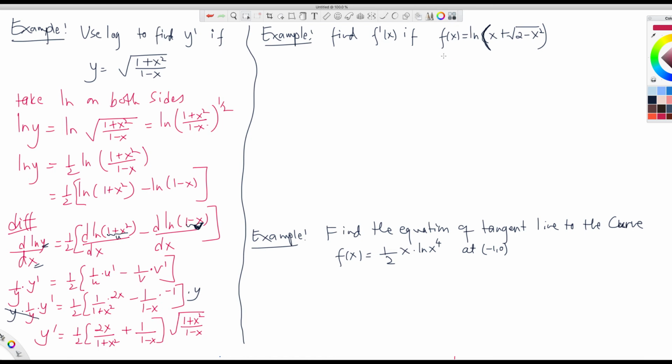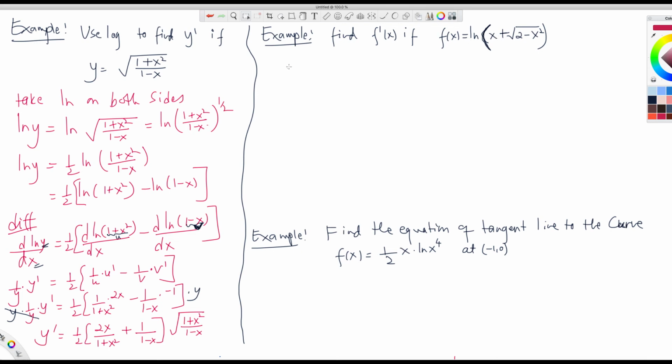Let us look at another similar problem, okay? So what it says is find f prime of x if f of x is equal to natural log of x plus root under 2 minus x squared. You'll have to use the chain rule multiple times here. Chain rule, okay? So how do I do that?